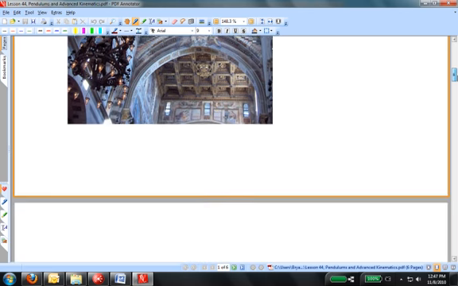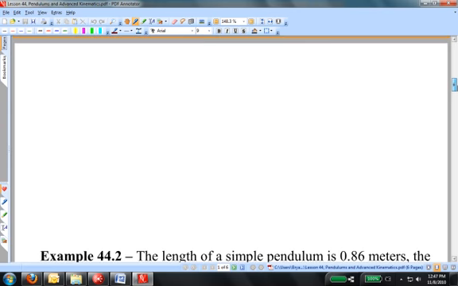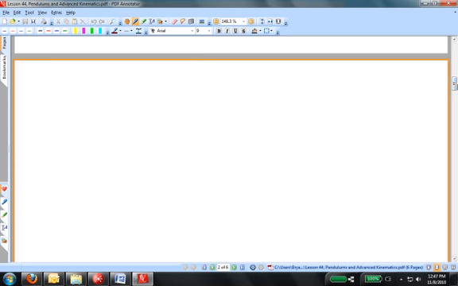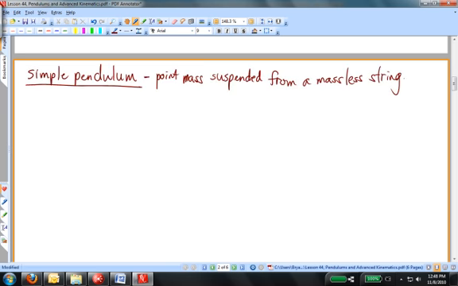Let's define what a simple pendulum is and what are some of the important aspects that we have to be cognizant of as we look at the pendulum. A simple pendulum is a point mass that's suspended from a massless string. It turns out that the simple pendulum doesn't execute exactly simple harmonic motion unless the angle from which it is displaced from equilibrium is less than about 10 degrees.